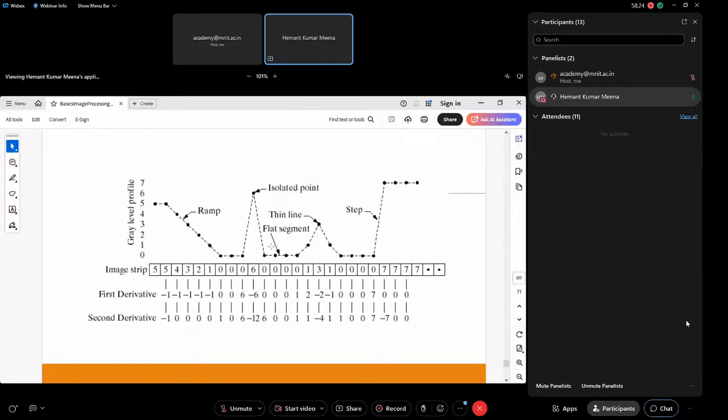So this shows the impact. In an image strip, it is shown that when you apply the first derivative, this information 5 minus 4 is 1, 4 minus 3 is 1, 3 minus 2 is 1. So this is basically the first derivative. What did we recall? f(x) minus f(x+1). In the same way when we applied it again, this is basically the second derivative. It is a subtraction only.